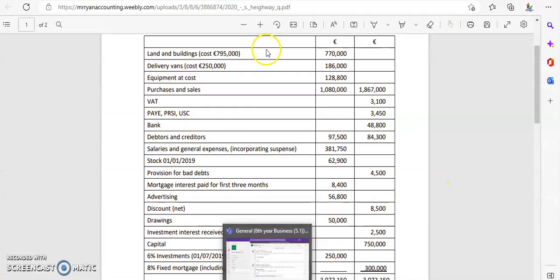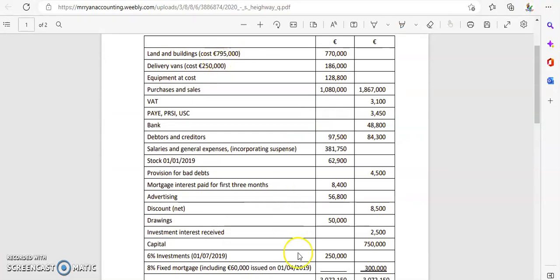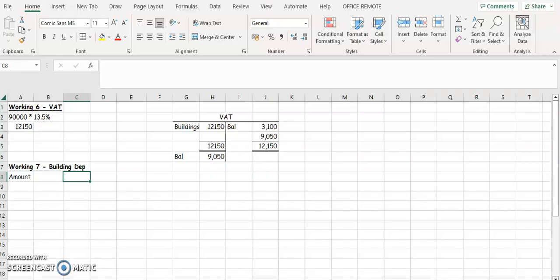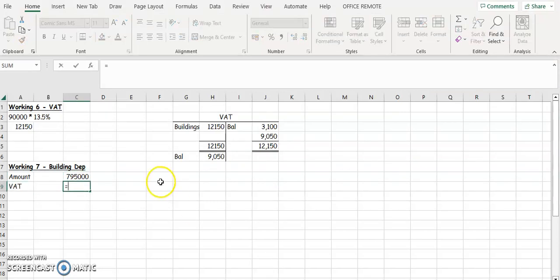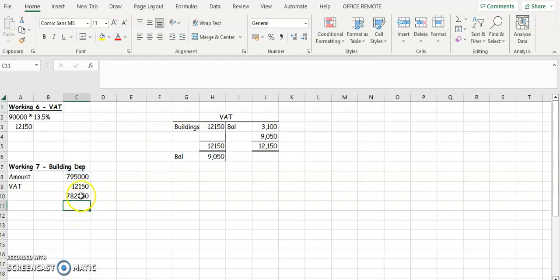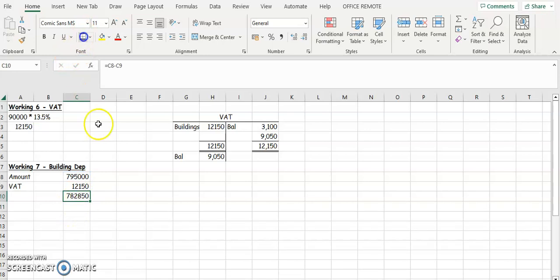With our buildings then, the amount we're going to take from the trial balance. So find out what our land and buildings is, so 795,000. And we're going to take away our VAT because it shouldn't have been in there. We put it into the wrong account. So our buildings should be 782,850, and that's the figure you're going to use for any adjustments that you might make later on in the question.